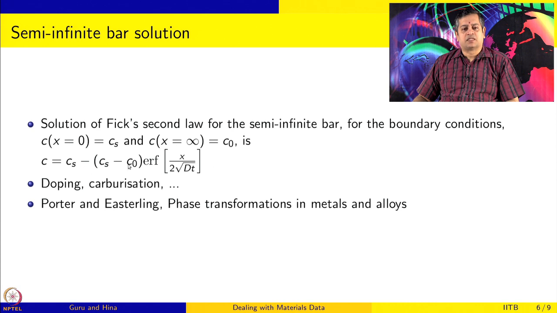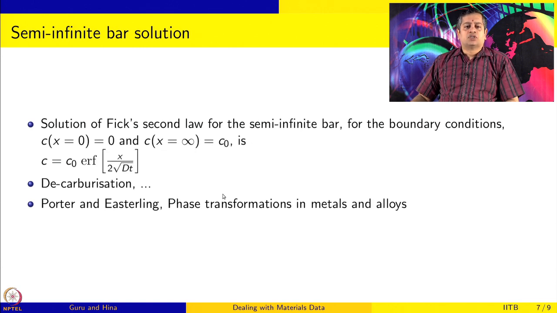So, this is what is described by this equation, and all these solutions and the next couple of solutions that I am going to show, they are all described in Porter and Easterling, Phase Transformations in Metals and Alloys. So, the next is also a semi-infinite bar solution, but in this case the solution is slightly different because instead of surface concentration being a specific concentration, it is kept at 0, but the far field concentration is at the same value C0, let us say. So, this is relevant for things like decarburization, because if you have a material that has some amount of concentration of one of the species and at the surface, beyond the surface, you will see that there is no concentration of this species. So, there is a concentration gradient.